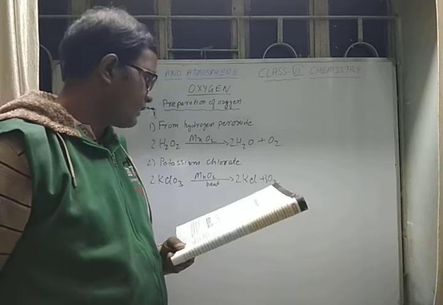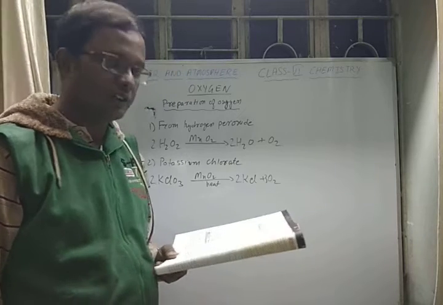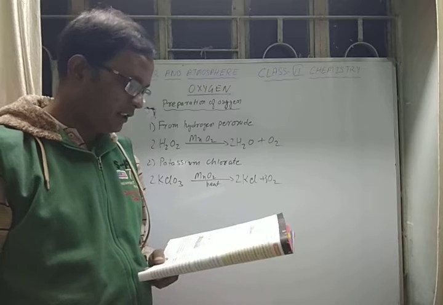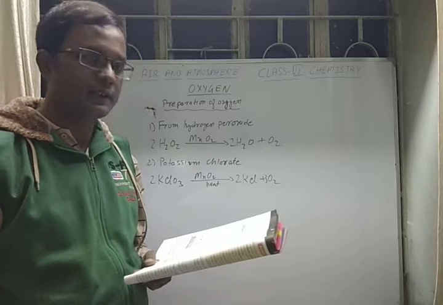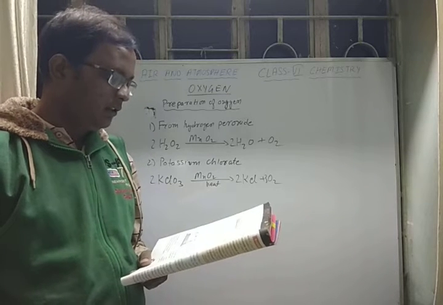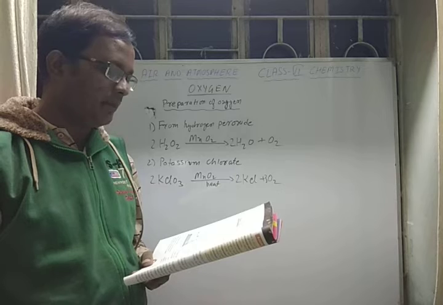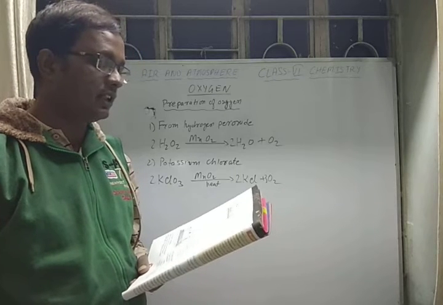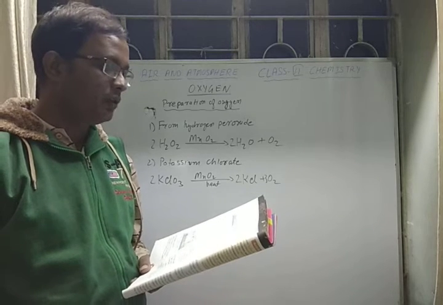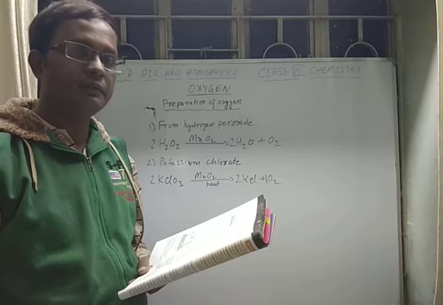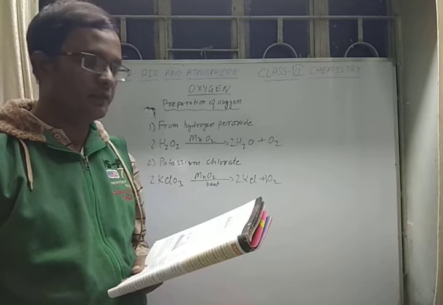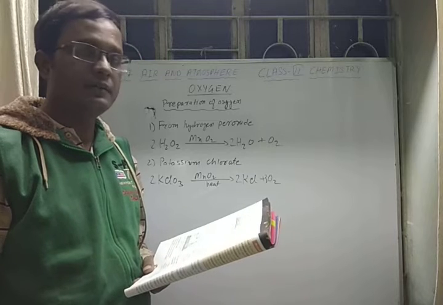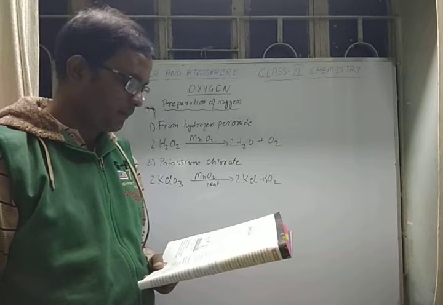Then the gas is released, that is oxygen, and it is collected by downward displacement of water. Again here also we are using downward displacement of water. Okay, so this setup we have to use for the laboratory preparation. You can see these things in your book also, the apparatus arrangement and what we are doing for this preparation.